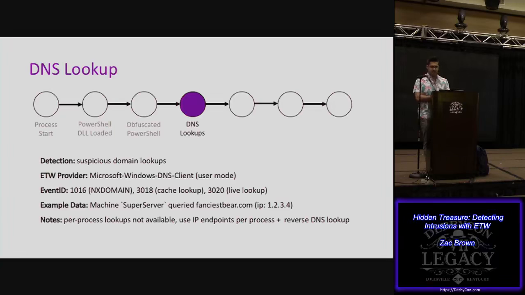DNS lookups. After calling the strange obfuscated function name, we saw a suspicious DNS lookup. Maybe it was the machine querying for fanciestbear.com, and that returns back IP 1.2.3.4. We talked about it earlier a little bit, but I alluded to it and didn't actually speak to this point. One problem you'll have is you won't be able to tie the process from the event to who did the DNS lookup. That's because WinINet is actually serviced from svchost.exe whenever you resolve a DNS resolution, so it always looks like it's coming from the service host process.